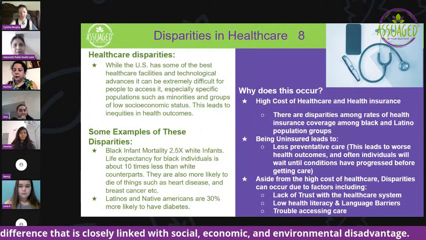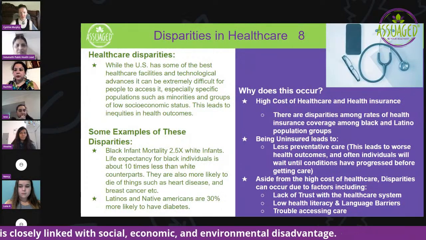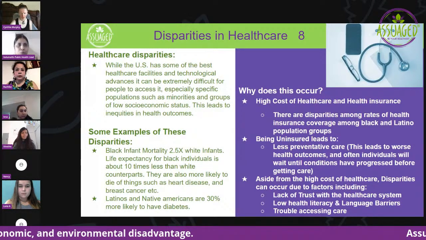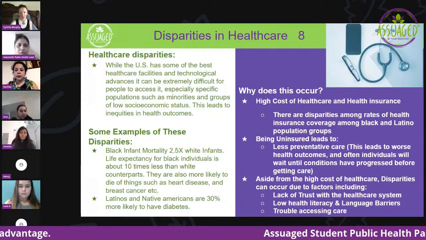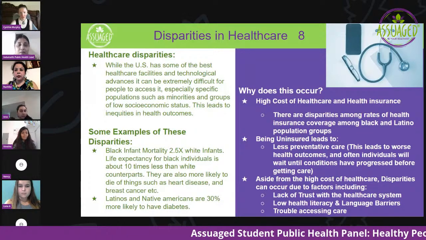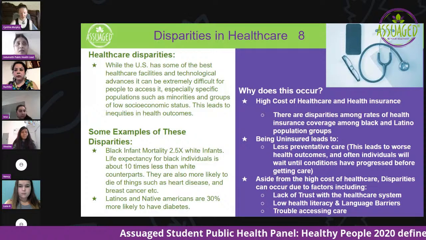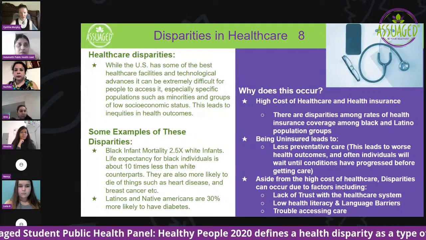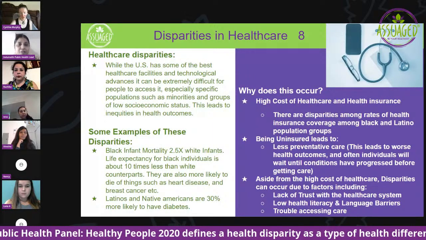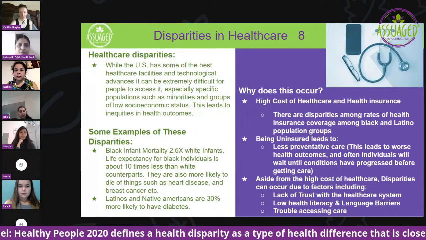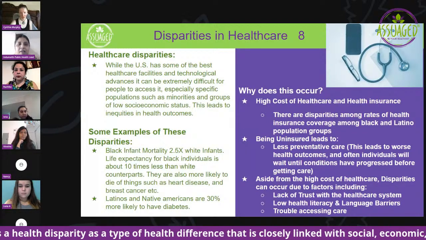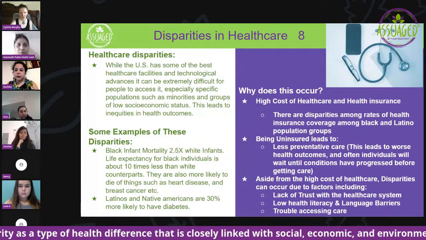When we see the disparities in healthcare, what are these health disparities coming from? We claim that the US has the best healthcare facilities and technological advances in the world. But where do we lack? We lack, because we have seen that life expectancy is not improving equally across all racial and ethnic groups. Certain populations, such as minorities and groups of low socioeconomic status, have these inequities in health outcomes.